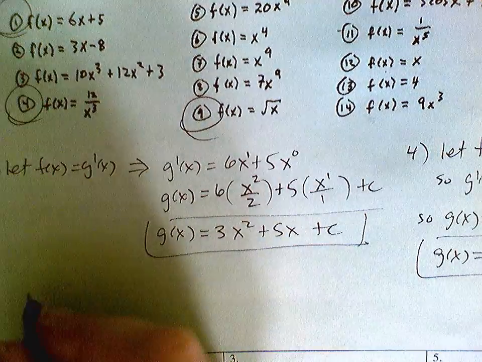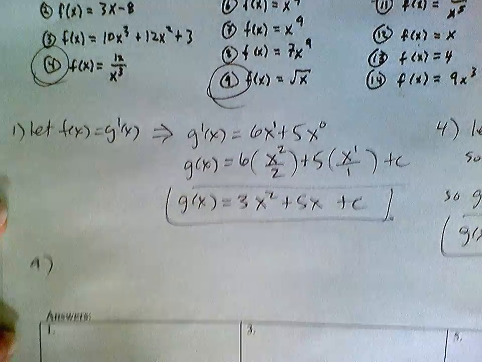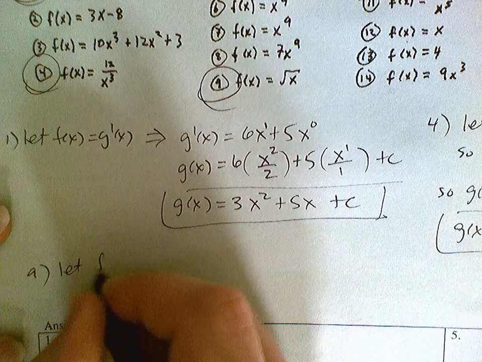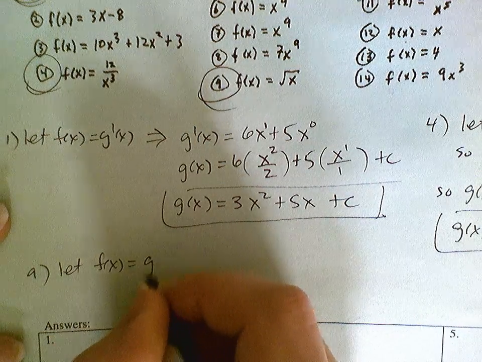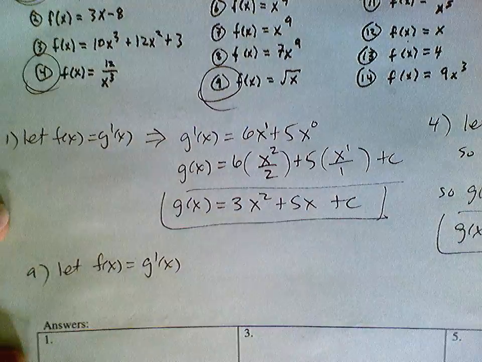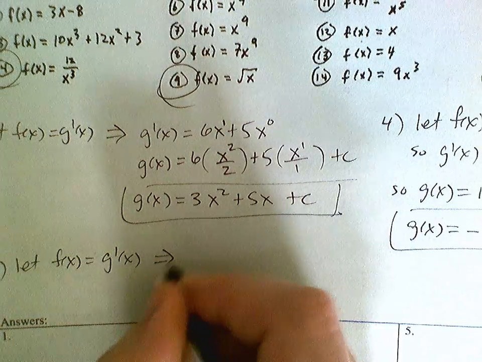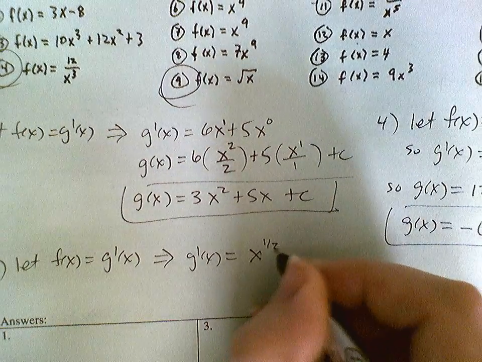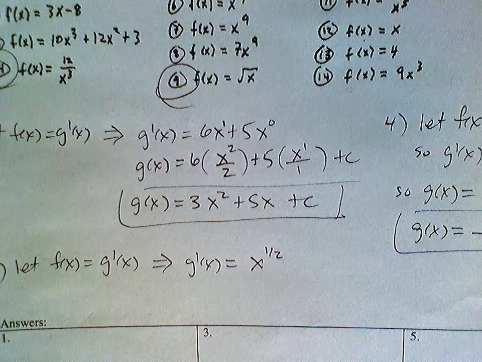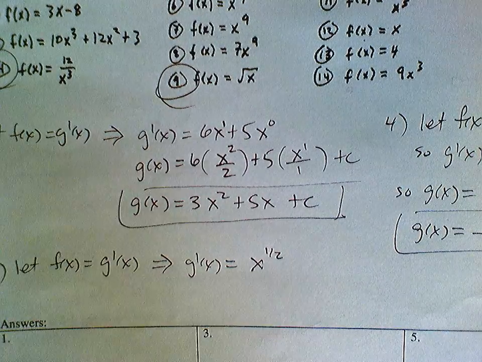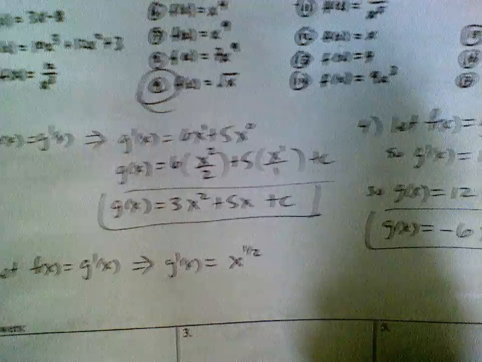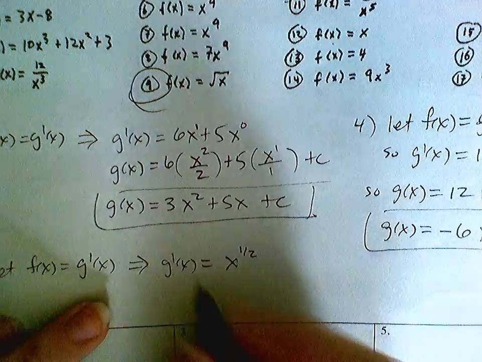Okay, just one more. So for 9, this last one, I'm going to let f of x equal g prime of x. So then g prime of x is x to the 1/2. Just like you're going to use power rule for derivatives, you would convert like this. Same for using power rule for antiderivatives.